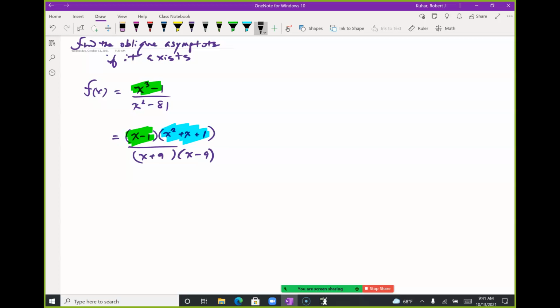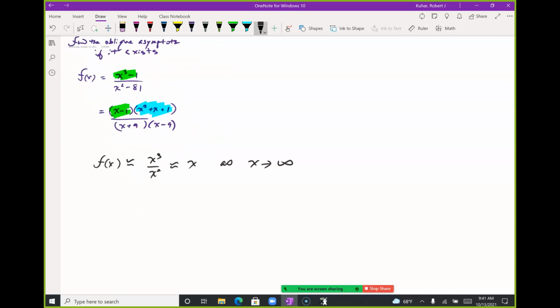So this one doesn't reduce, so I can see that there's going to be an oblique, right? I can see that f of x kind of behaves like x cubed over x squared, so it behaves like x as x goes to infinity, right? So there's going to be some slant asymptote here. And it might be shifted a little bit, right? It might be x plus 1, it might be x minus 2. Still, in the long run, that still becomes x, right? So, but we could find this with long division.